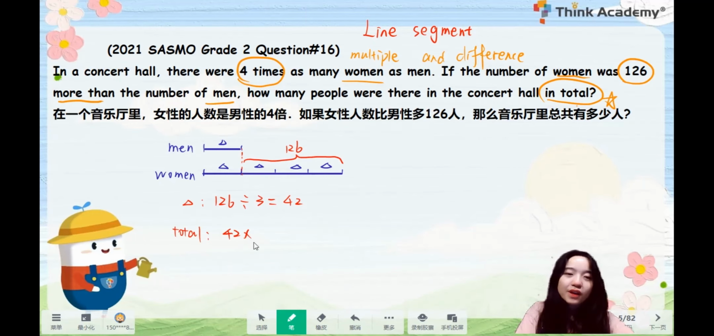So there should be 42 times 5 equals 210 students. In this case, we get that there are 210 people in the concert hall.